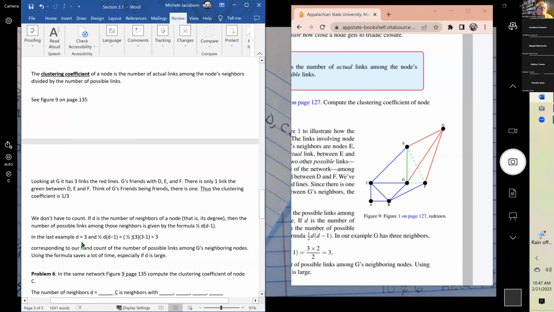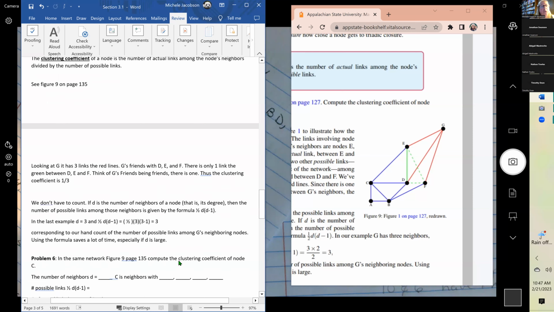G had 3 neighbors. So if we plug it in here, 1/2 times 3 times 3 minus 1, that would be 6 divided by 2, which is 3. So that's the total possible ones. Corresponding to our hand count on the number of possible links of G's neighbors, using the formula saves a lot of time. We'll do an example.